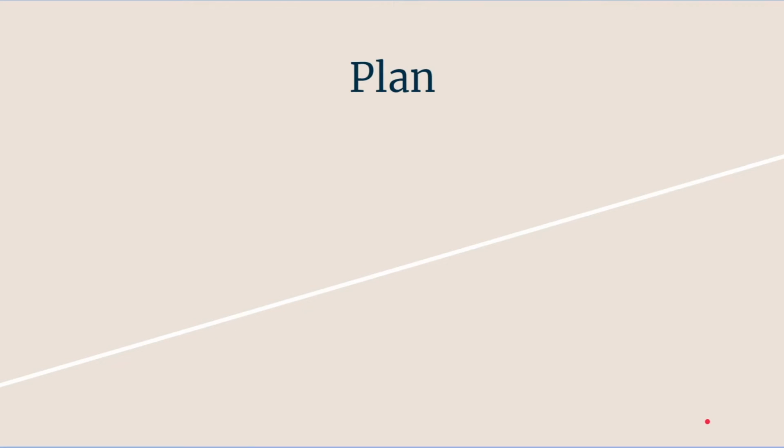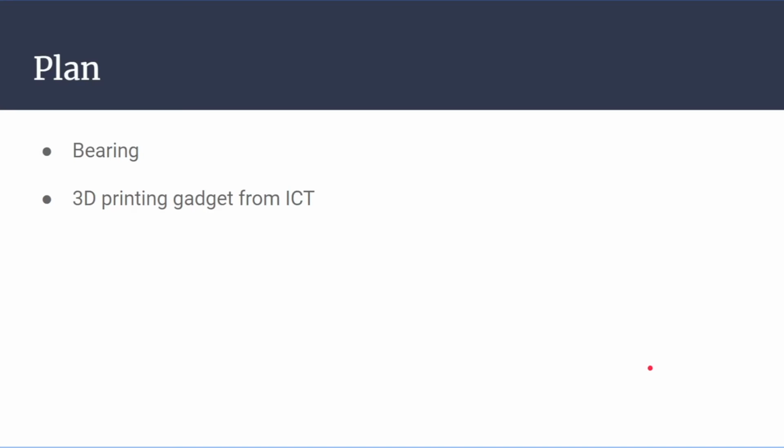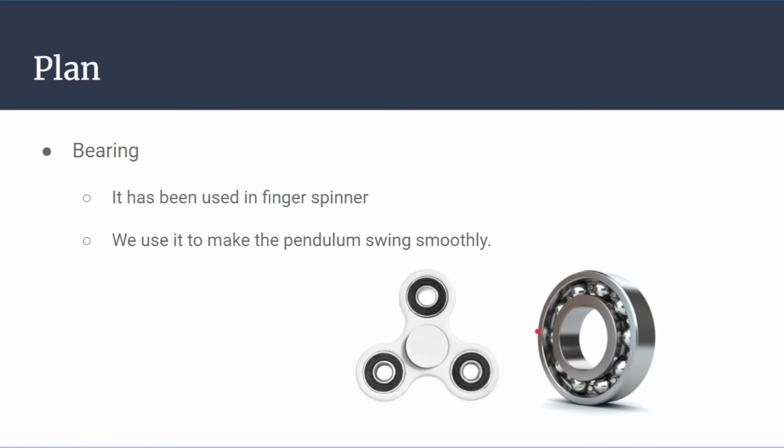Okay, so I will talk about our plan. Since we are using a double pendulum as a clock, we need a real double pendulum to examine our experiment and to evaluate how well it performs. So our physical realization of the clock will use bearings and some 3D printing gadgets. And now let's talk about what a bearing is and why we need to use it.